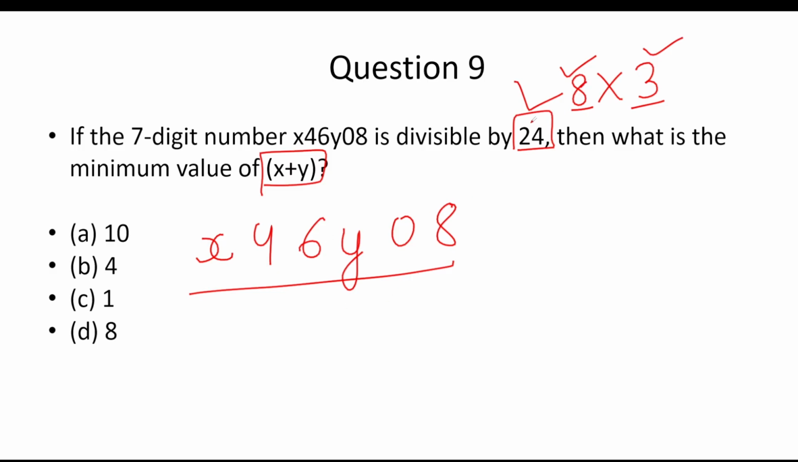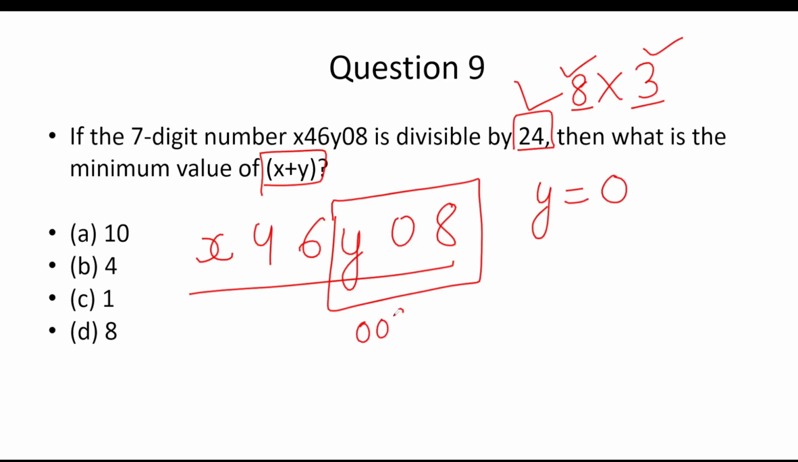What is the divisibility rule of 8? The last 3 digits should be divisible by 8. Now what minimum Y can I put so that this is divisible by 8? Can I take Y as 0? Yes. Why? Because 0, 0, 8 will be divisible by 8. Now let's take the value of X.